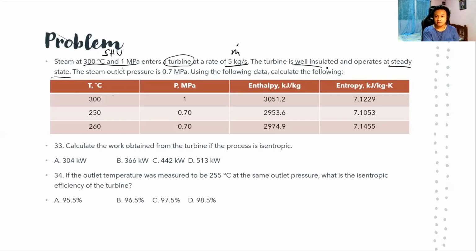So well insulated, and then the steam outlet pressure is 0.7 MPa, and then using the following data, calculate the following. So we are given here the data. We are to calculate the work obtained from the turbine if the process is isentropic. And then if we are given the specified temperature of 255 degrees Celsius, the same outlet pressure, what is the isentropic efficiency of the turbine? Okay, so let's solve this.